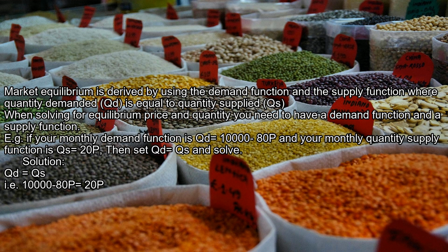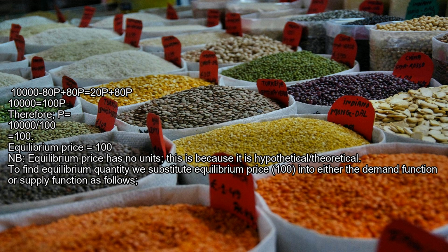When solving for equilibrium price and quantity, you need to have a demand function and a supply function. E.g., if your monthly demand function is QD = 10,000 - 80P and your monthly quantity supply function is QS = 20P, then set QD equals QS and solve. Solution: QD = QS, i.e., 10,000 - 80P = 20P. 10,000 - 80P + 80P = 20P + 80P. 10,000 = 100P. Therefore, P = 10,000 / 100 = 100.